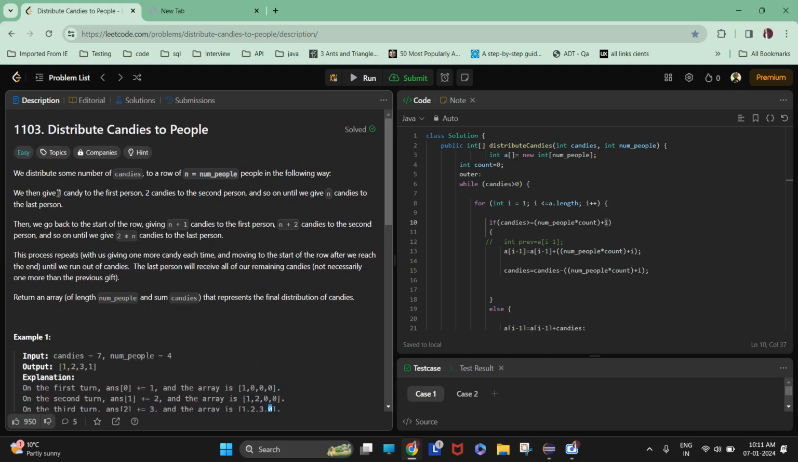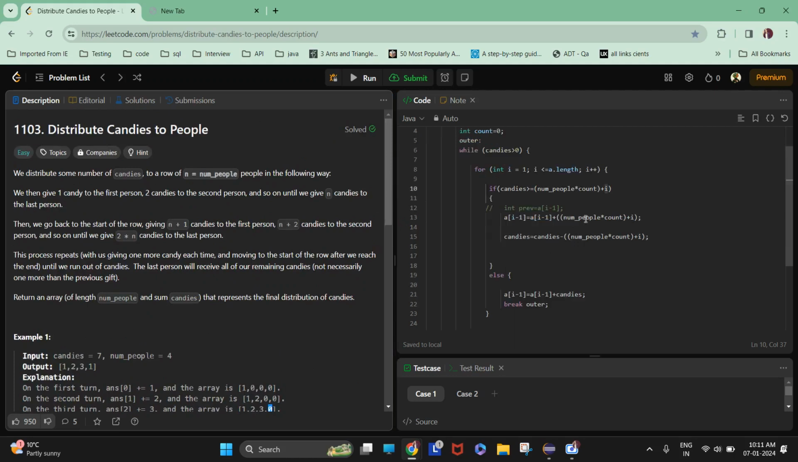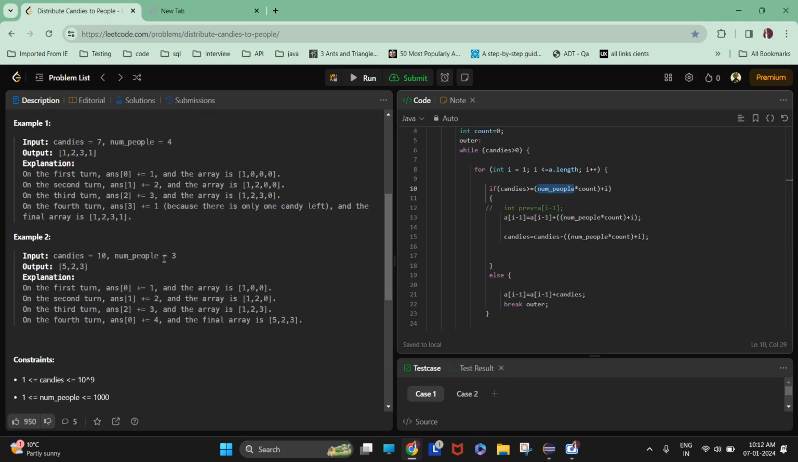Initially, there is no n, meaning when the first loop comes, we need to give one candy to one person. So initially I have taken the count as 0, and the number of people is 4 in this case. Let me take this case. In the first iteration, it is 3 into 0 plus 1. So we need to distribute one candy to one person, second candy to the second. When we come back to the loop, num people is 3, and the count is increased. I have increased the count to 1, so 3 into 1. So we need to distribute now n plus 1 candies.